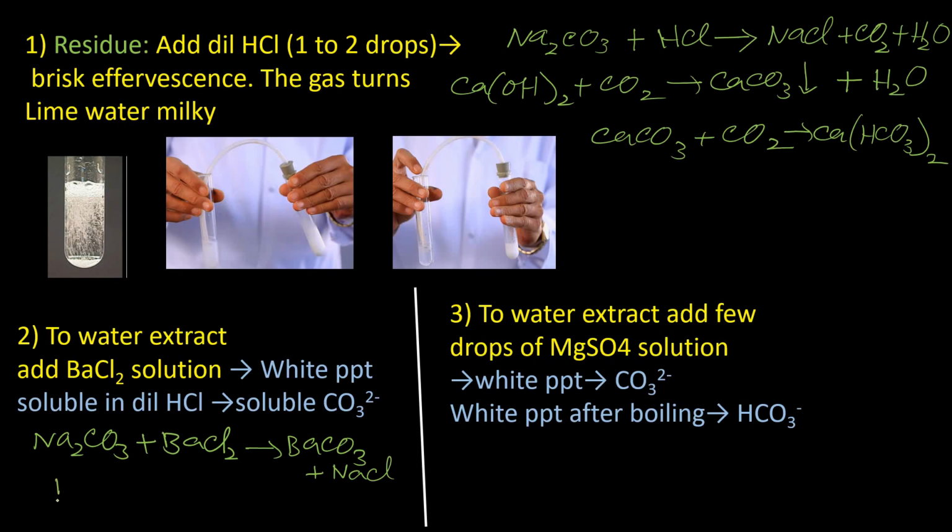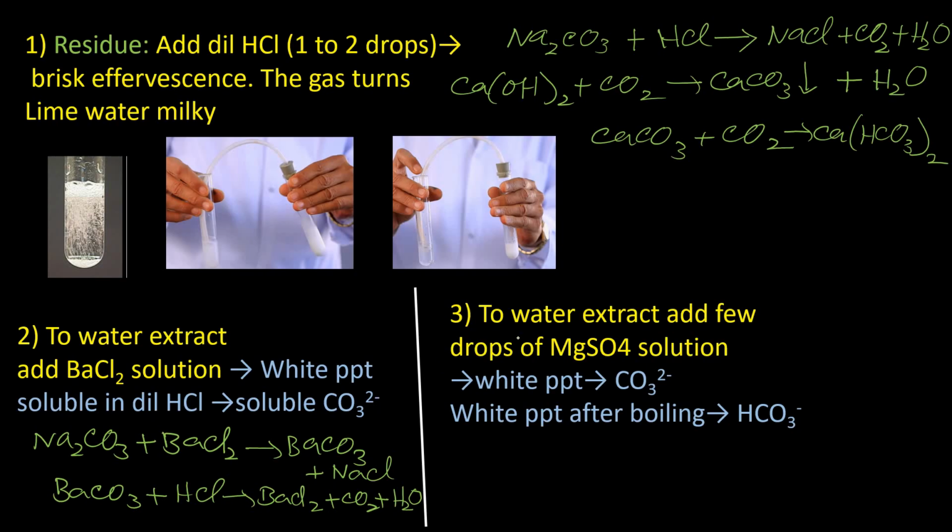So this barium carbonate plus hydrochloric acid, once again what will form? Barium chloride plus carbon dioxide plus water. So the barium carbonate precipitate is formed, and once again you are dissolving the precipitate. Once again barium chloride comes, and carbon dioxide and water.